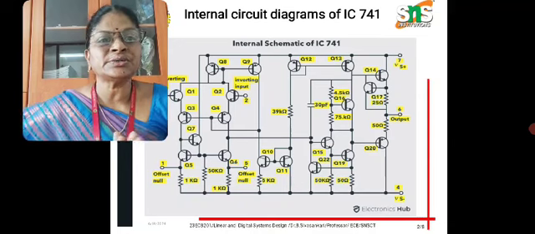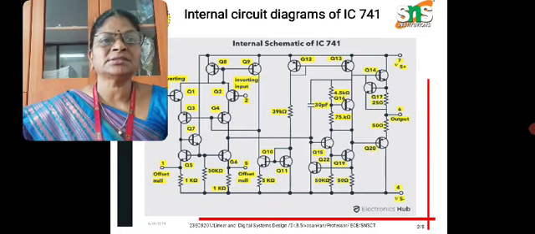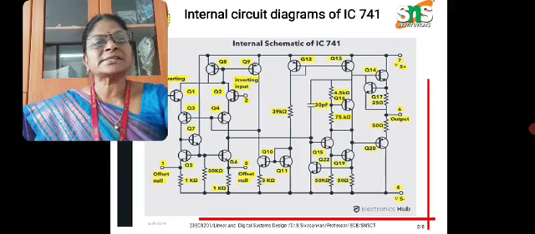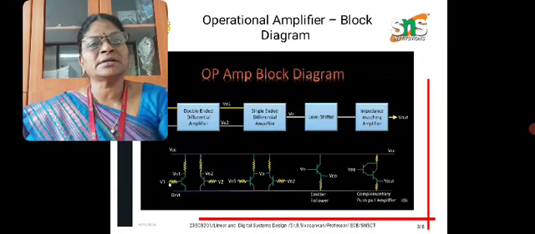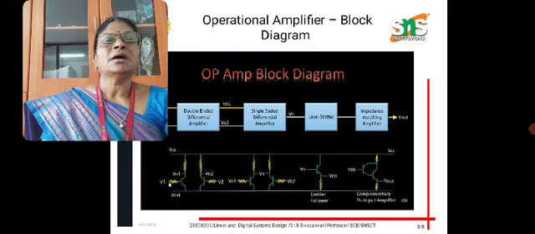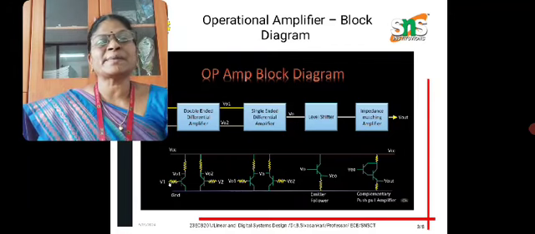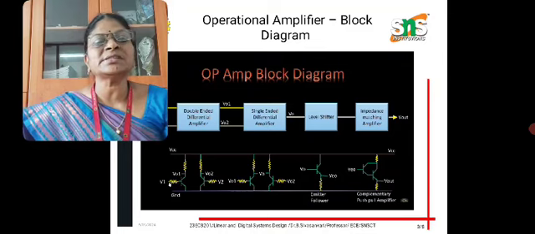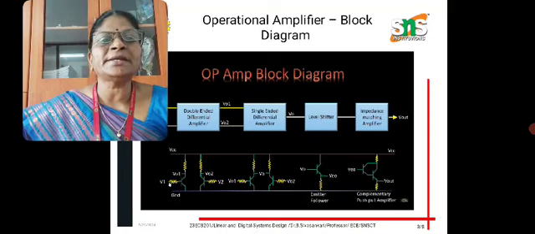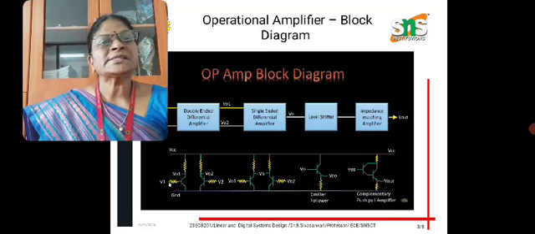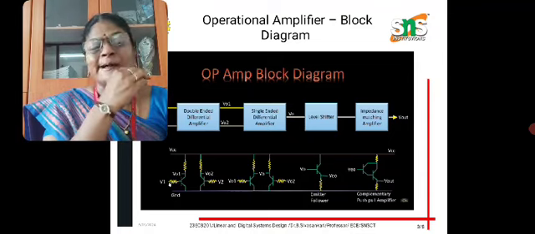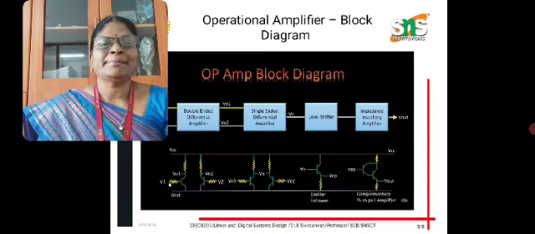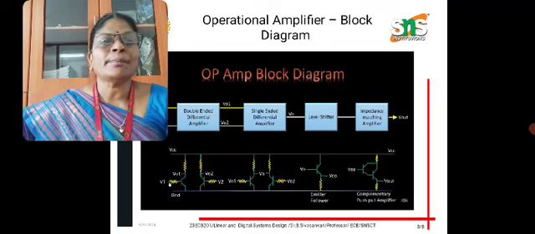Instead of looking at this circuit diagram, we can just discuss it with a block diagram, which is going to explain our circuit diagram. This block diagram consists of four blocks: double-ended differential amplifier, single-ended differential amplifier, level shifter, and impedance matching amplifier. So this is the op-amp block diagram.